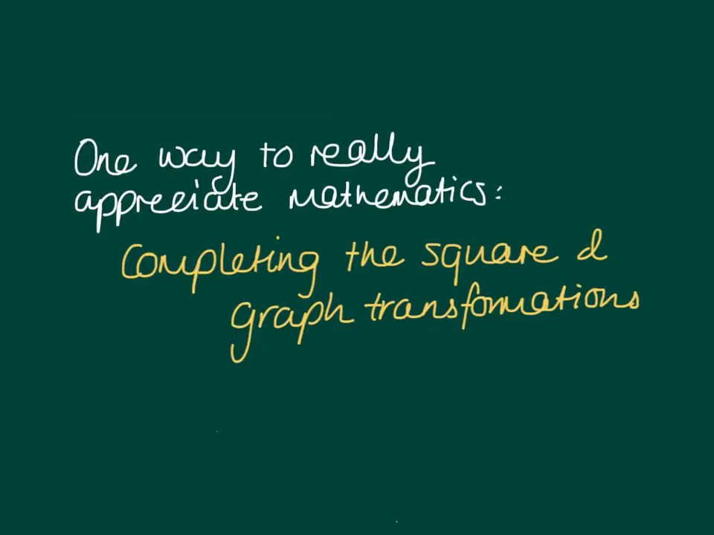So here is just one simple, really easy way to appreciate the complexity of mathematics and how all of these little topics tie up to each other. You can use completing the square to help you with graph transformations and to find your minimum points. And the reason for that is that when you put a quadratic into the completed square form, you basically give yourself the graph transformation instructions to sketching it. How nice is that?